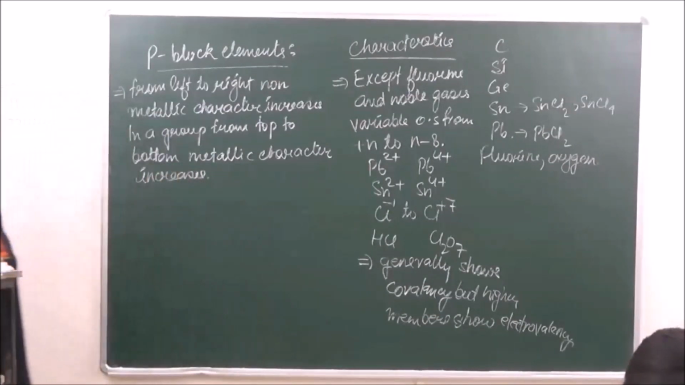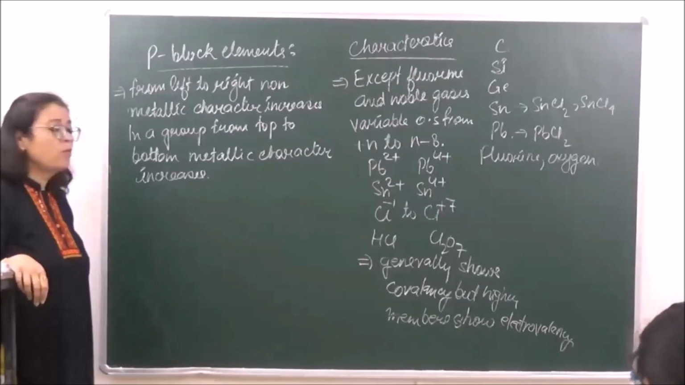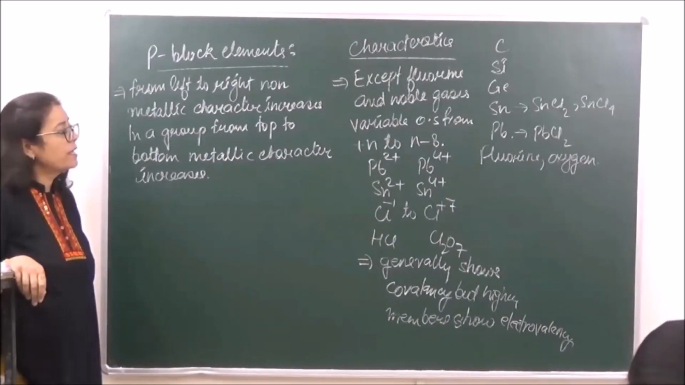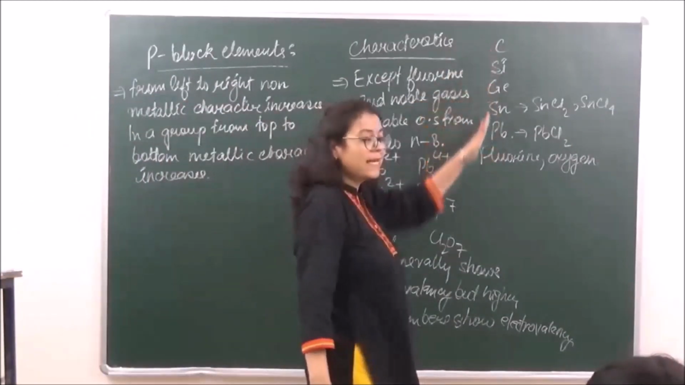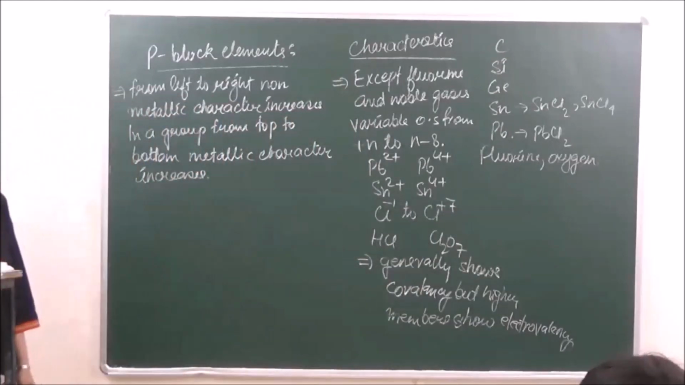Metallic character is going to increase. So if we are traveling from left to right, that is, going from boron to fluorine, fluorine is going to be the most non-metallic element of the periodic table. Whereas when we are going down the group, from carbon to lead, metallic character is going to increase. So this is another characteristic.